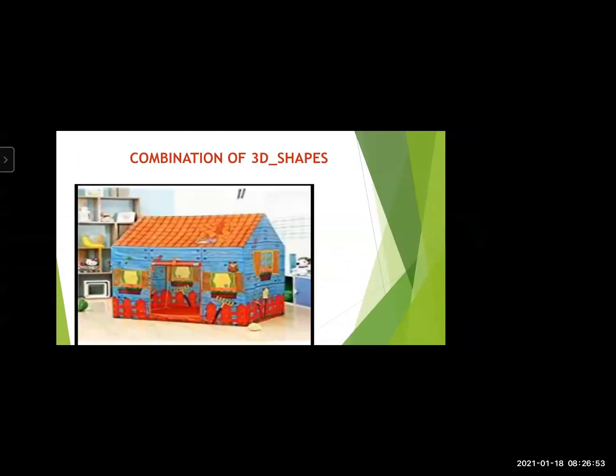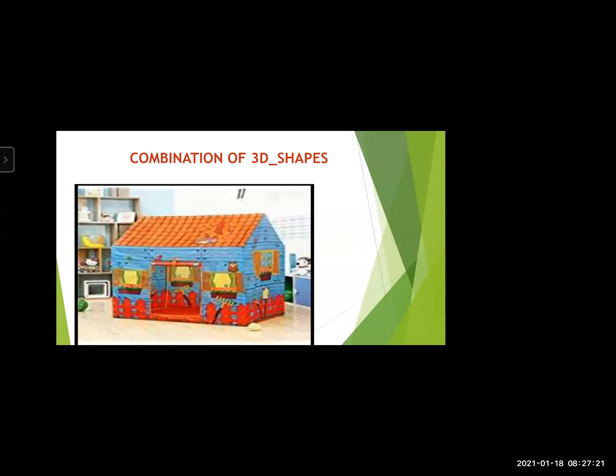Now, combination of 3D shapes. We have seen 3D shapes, but there are some figures that are combinations of shapes. More and more shapes can combine together to form one object. But what is that object?